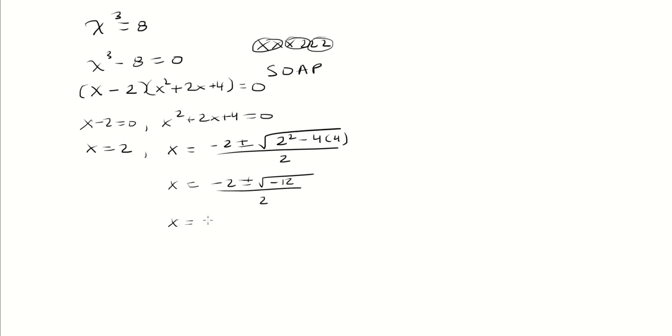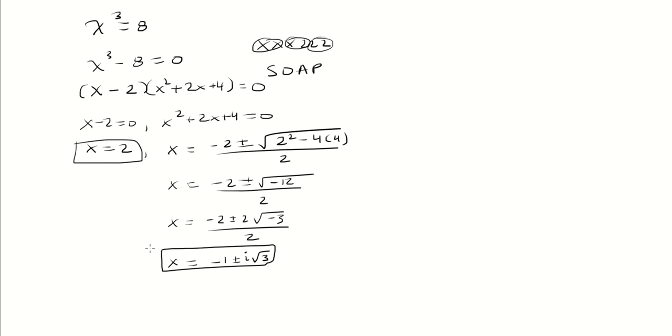We can factor out a 4, and that becomes a 2. And then we can have the 2's cancel, and then the negative can come outside as i. And so the final answer is going to be x equals 2 and x equals negative 1 plus or minus i times root 3.